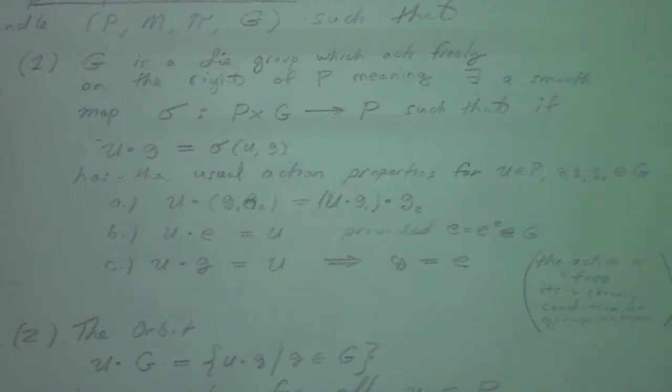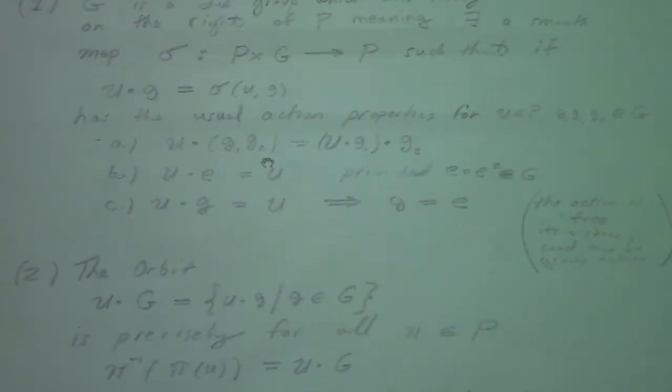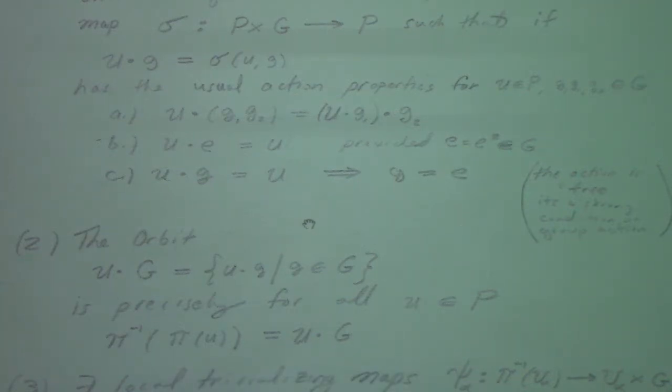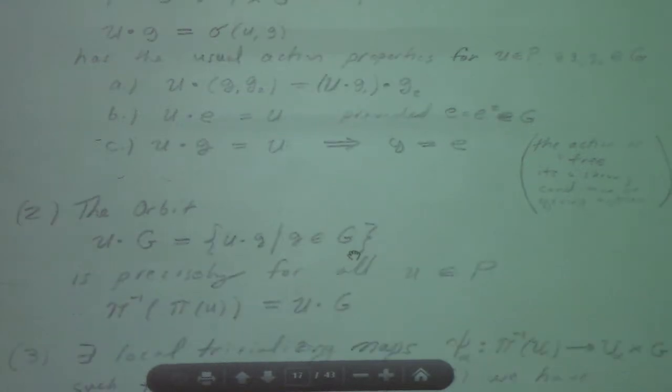So it's got this kind of associativity relation. The identity in the group acts like not moving anything, right? And on the other hand, if when you act on an element you get the element back again, well, that means that you're acting by the identity element. So this is what it means for the Lie group to act freely on the right of P. Okay. The orbit, u dot G, is precisely, for all u in P.